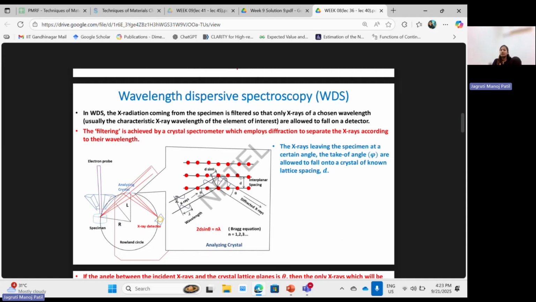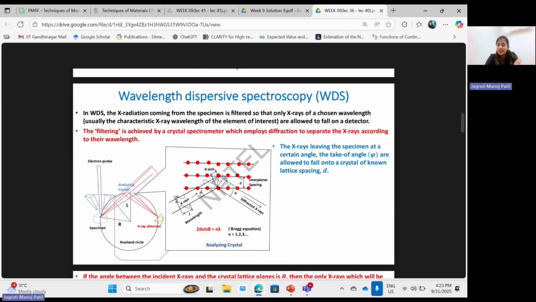How does it work? Whatever X-rays are coming from your specimen will be filtered according to the chosen wavelength that we have given, and that chosen wavelength will lie within the characteristic wavelength of that element, and we allow it to fall on the detector. So now we know what we are trying to expect there.